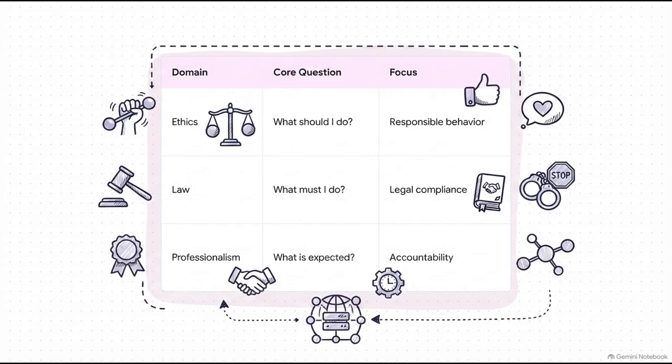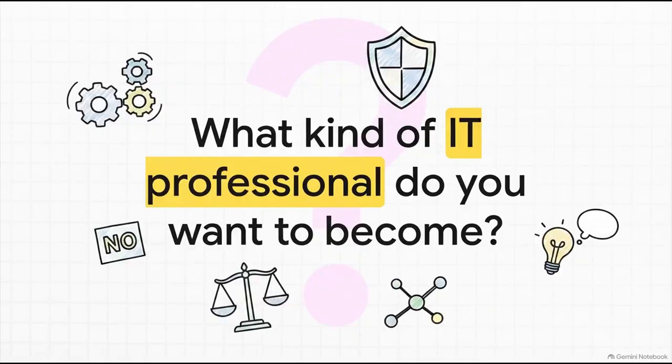You shouldn't just be aiming to avoid illegal behavior. You need to actively strive for responsible, trustworthy computing across all 3 of these domains. Because here is the truth. Your technical power means absolutely nothing without a clear vision of your personal responsibility. I want you to mentally fill in these blanks right now. As an IT professional, I will protect what?